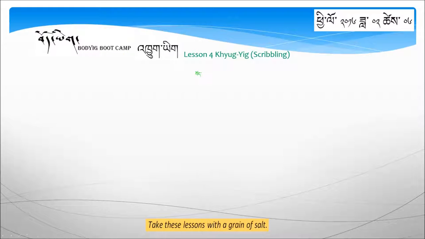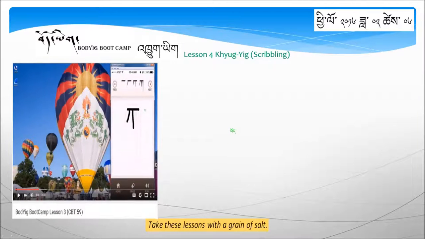KhyugYig Bootcamp, lesson number 4, KhyugYig or Scribbling, the fast way of writing the headless letters. So over here it says how kayata kashabju kyuka kyuk yakigu yikayik kyukyik. And then at the top here it's saying chilo nidon juduk dawangibe tse tuk, meaning year 2016, month 2nd, day 6th.